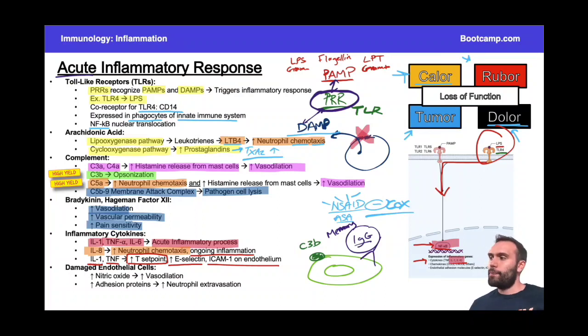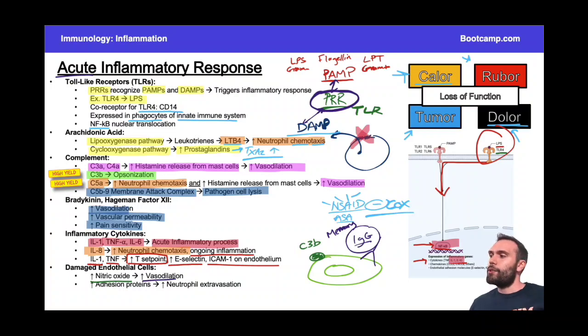Okay, and the last thing on here, damaged endothelial cells. So when a cell is damaged, it's just important to remember this. We talked about this a little bit in cardiology, but you increase your nitric oxide. And the whole reason for that, remember, cGMP is going to cause smooth muscle relaxation, and so you're going to end up with vasodilation. Okay, so you can get vasodilation of the vascular smooth muscle.